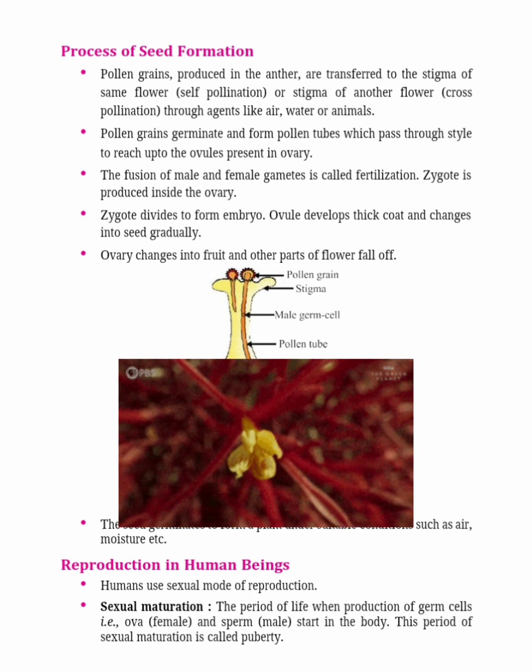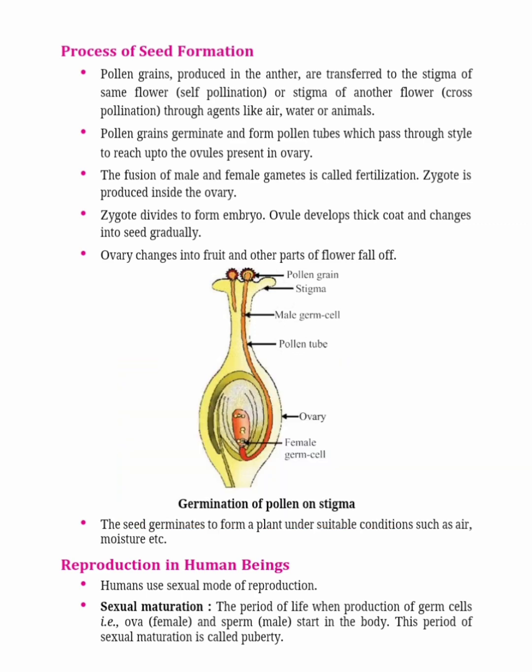Next, pollen grains germinate and form a pollen tube, which passes through the style to reach the ovules present in the ovary. So after the pollen is transferred to the stigma, it germinates and the pollen tube forms inside. We have learned in control and coordination, that is chemotropism, isn't it?